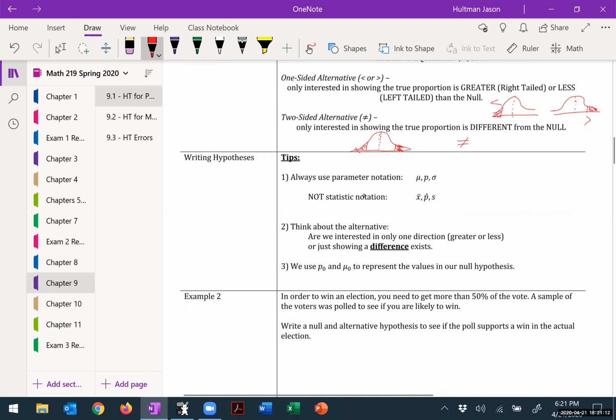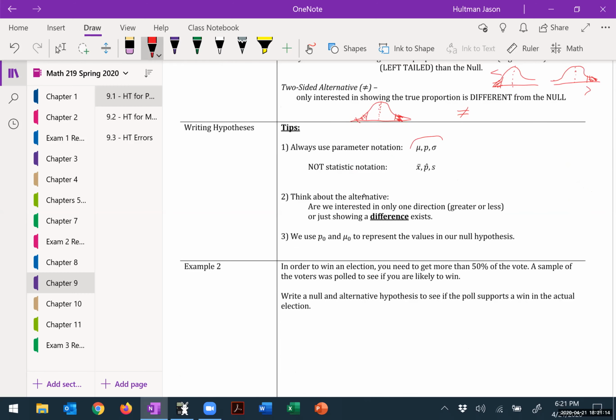Tips: always use parameter notation: mu, p, and sigma. Not statistic notation: x bar, p hat, and s. We do not want that. When we go to calculate our statistics, we're going to use these. But for writing the hypotheses, we always want our parameter notation.